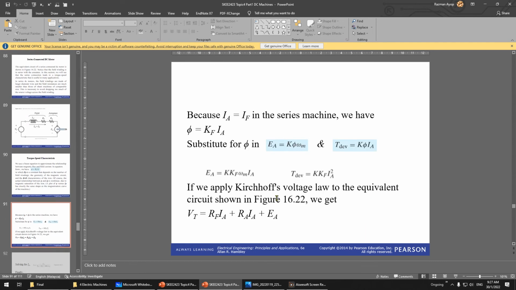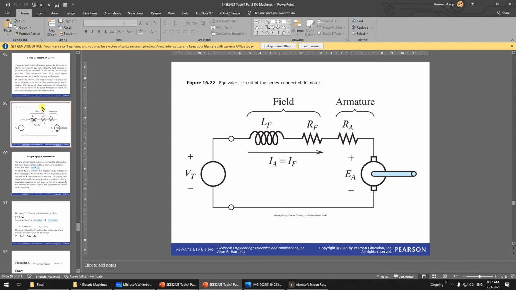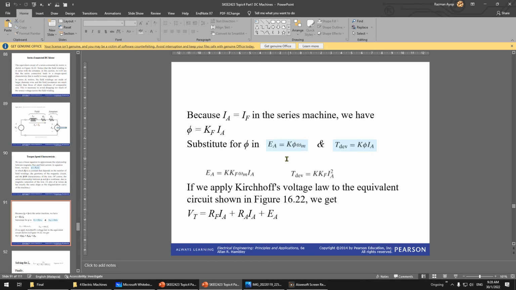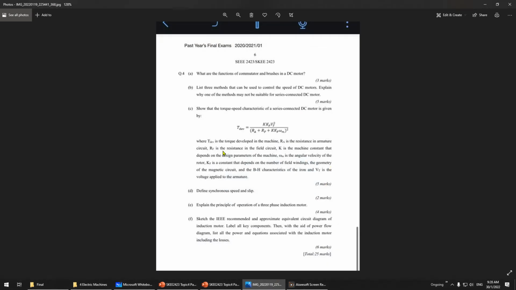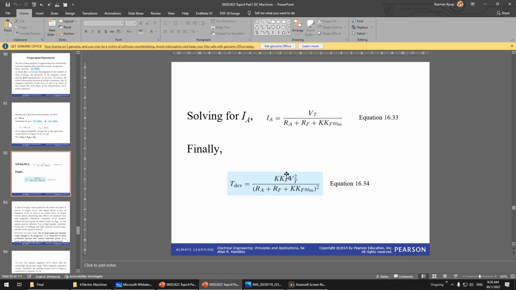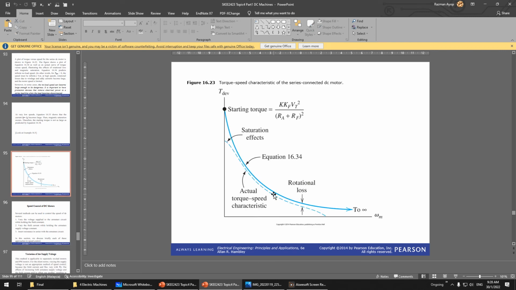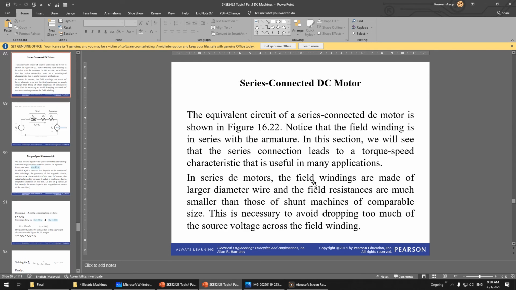And then also I suggest you focus on the derivation. This one is series connected. Make sure you know how to derive this. The VT is equal to this one, torque. So basically something like this. This is for series. How to derive this, and then you need to know how to draw this. This is for series.